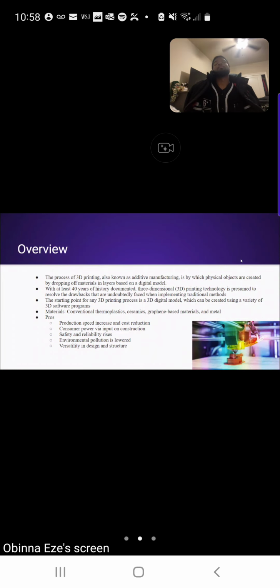So, to give you guys an overview, 3D printing, also known as additive manufacturing, is the process by which physical objects are created by depositing materials in layers based on a digital model. With at least 40 years of history documented, three-dimensional printing technology is presumed to resolve the drawbacks that are undoubtedly faced when implementing traditional methods. The starting point for any 3D printing process is a 3D digital model, which can be created using a variety of 3D software programs. So to go over the materials, we have conventional thermoplastics, ceramics, graphene-based materials, and metal.